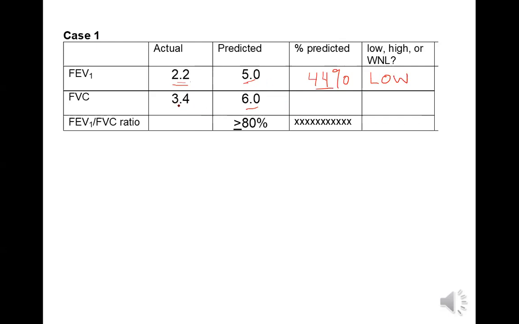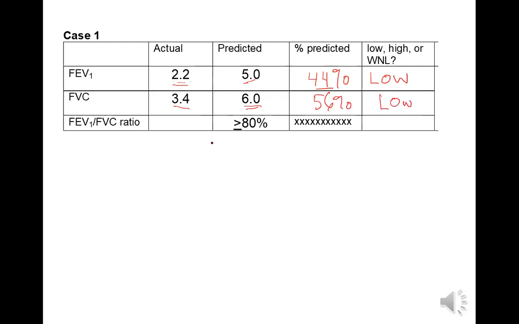So let's do the FVC. Divide 3.4 by its predicted value for this person, case 1. Divide by 6. 3.4 divided by 6, what do we get there? 56.6%. And that's way below 80%, so that is low.